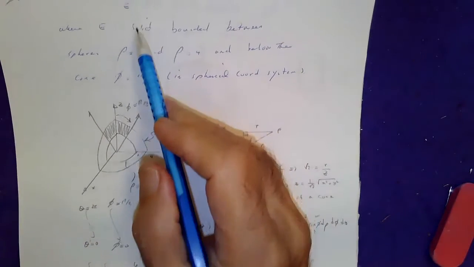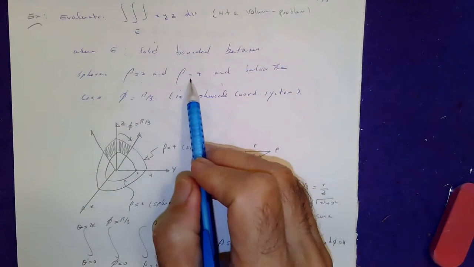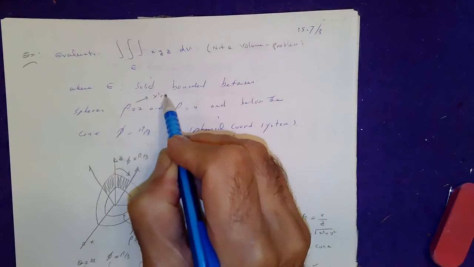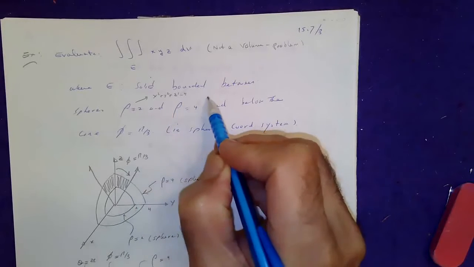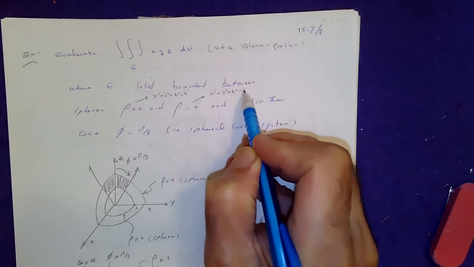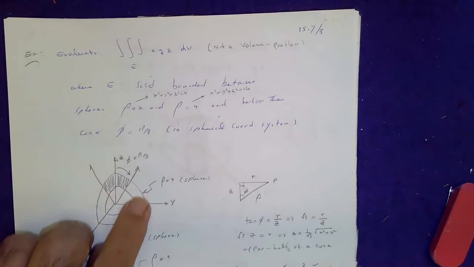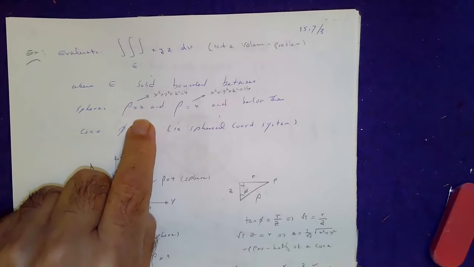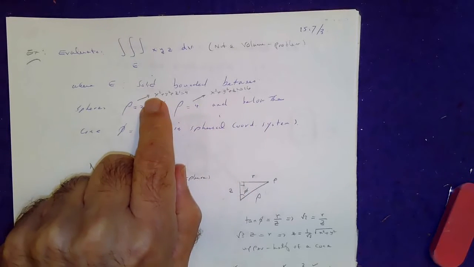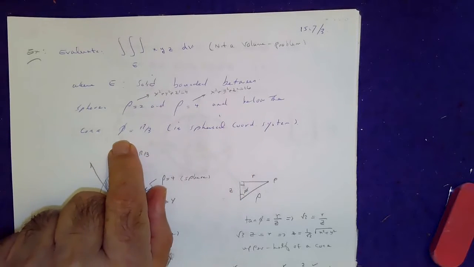So what is E? E is a solid which is bounded between two spheres. Remember, when rho is constant, these are spheres. In Cartesian, this is x squared plus y squared plus z squared equals 4, and this one is x squared plus y squared plus z squared equals 16. So anytime rho is equal to a constant, you have spheres. You have two spheres with the same center, and the solid lies between these two spheres, but it's below the cone.